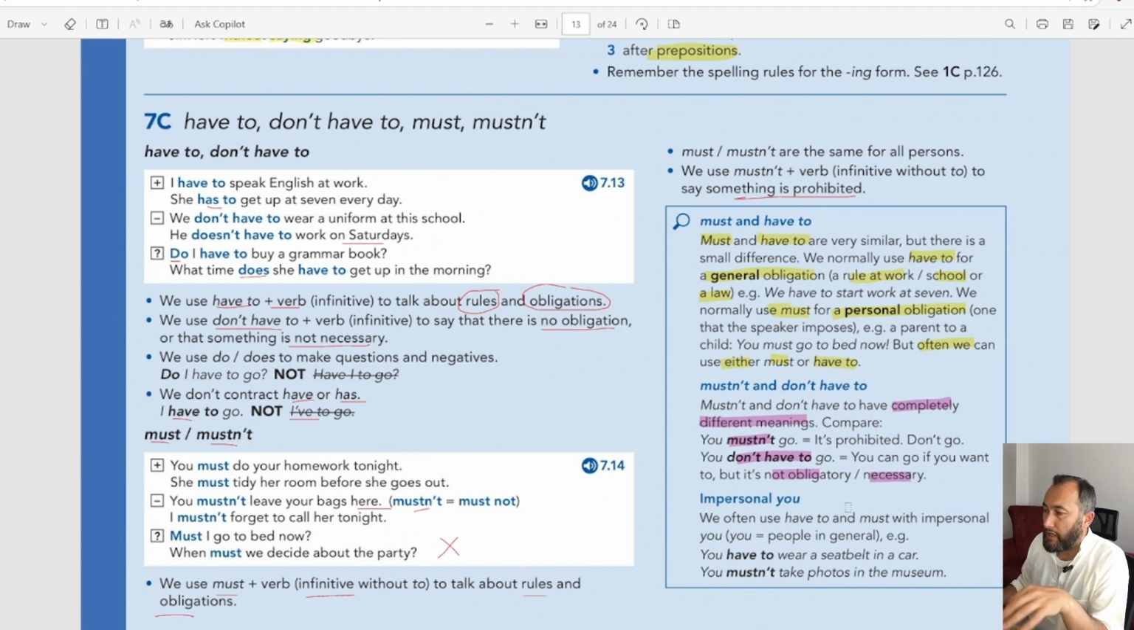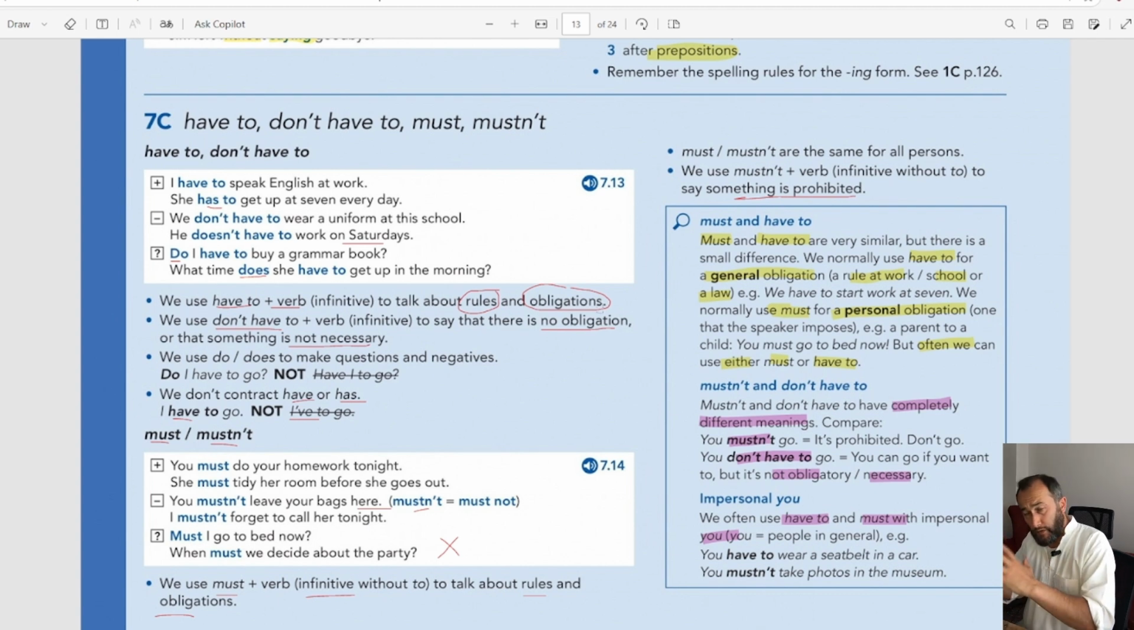Now the last one, impersonal you. We often use have to and must with impersonal you. Impersonal means when we want to talk to the general public, not a specific person, we use impersonal you. Like, you have to wear a seatbelt in a car. That's for everyone. It's a rule, not for you or for me specifically, for any person. So that's why we call it impersonal you. Or you mustn't take photos in the museum, right? So I think it's clear, the rule part or explanation part.